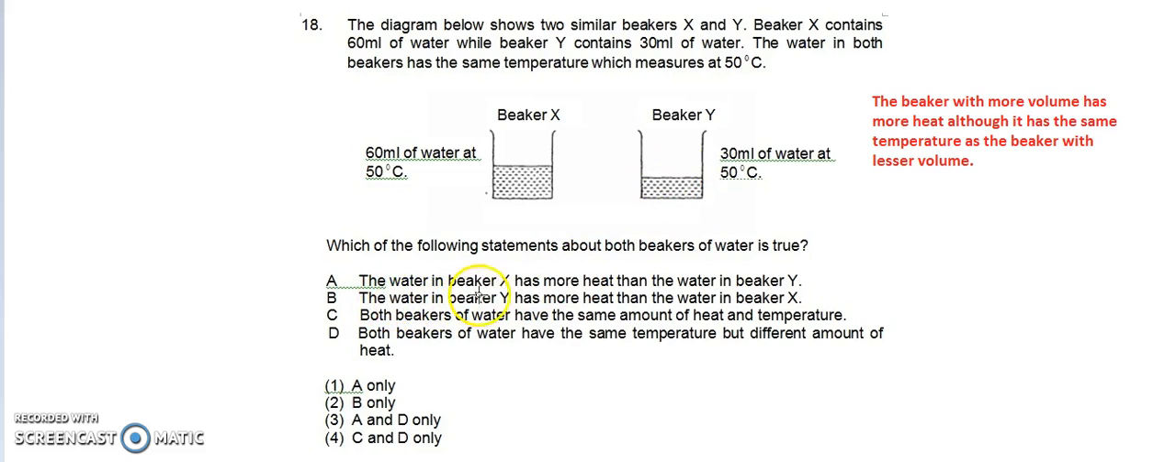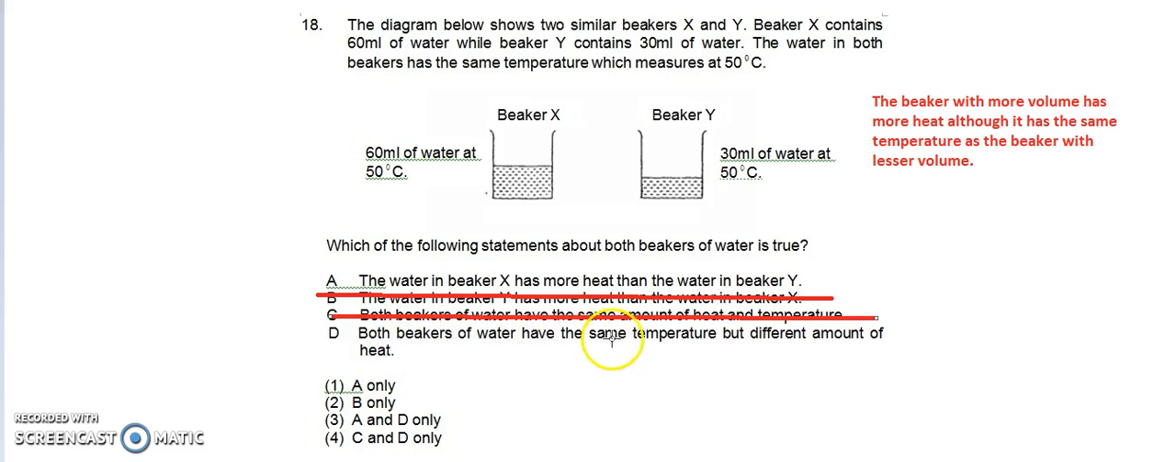Now B, the water in beaker Y has more heat than the water in beaker X. Now this is the opposite of A, which is not what we want. So let's eliminate B. C, both beakers of water have the same amount of heat and temperature. As we have already indicated here, beaker X actually contains more heat than beaker Y, so they cannot have the same amount of heat. So we eliminate C. Let's take a look at D.